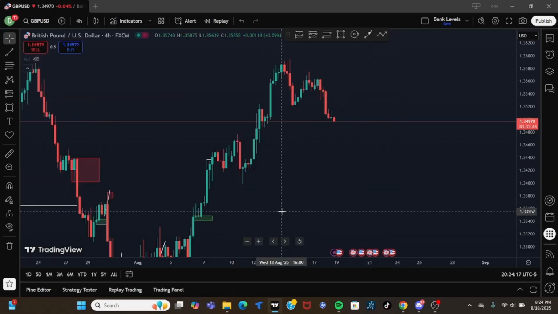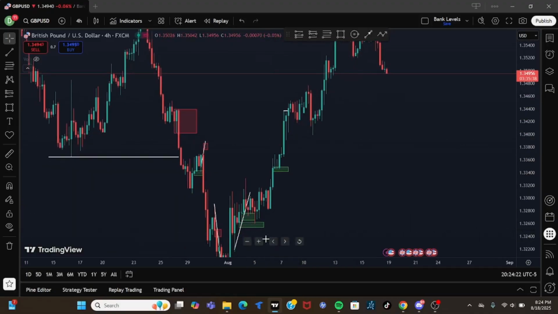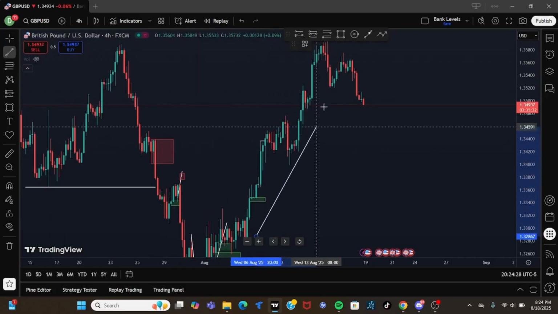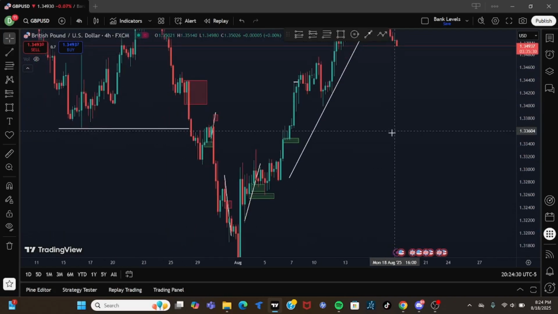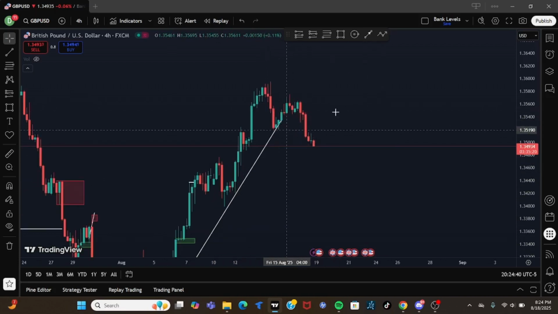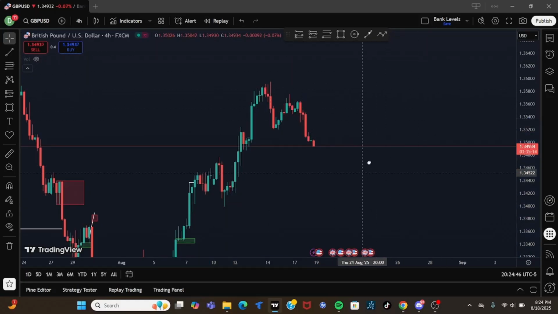So you're on your higher time frame. The highest time frame I go to is the 4 hour. That's why I'm on this. You want to identify your trend. So we're uptrending. You see this huge uptrend. The market is constantly making higher highs. You see that? Higher highs and higher lows. We broke structure right here, which is interesting. But let me delete that.